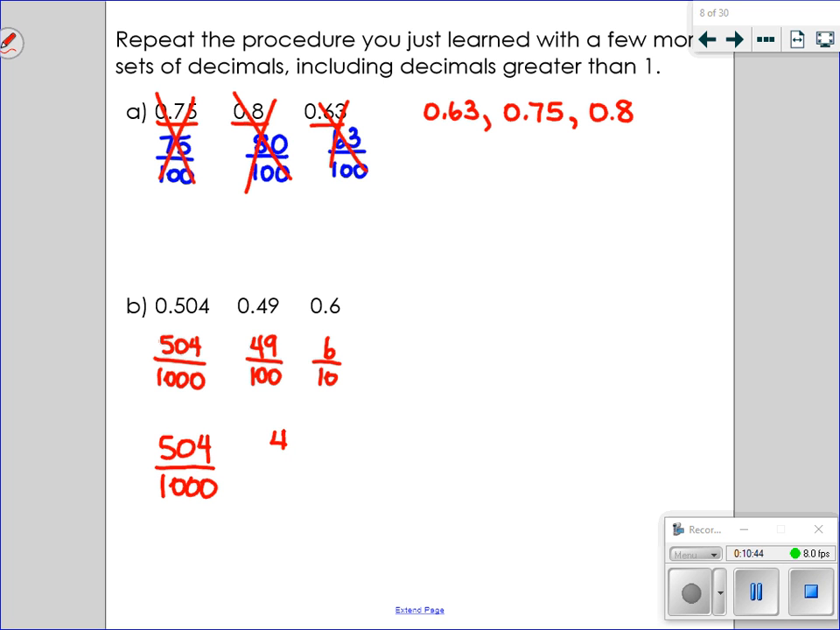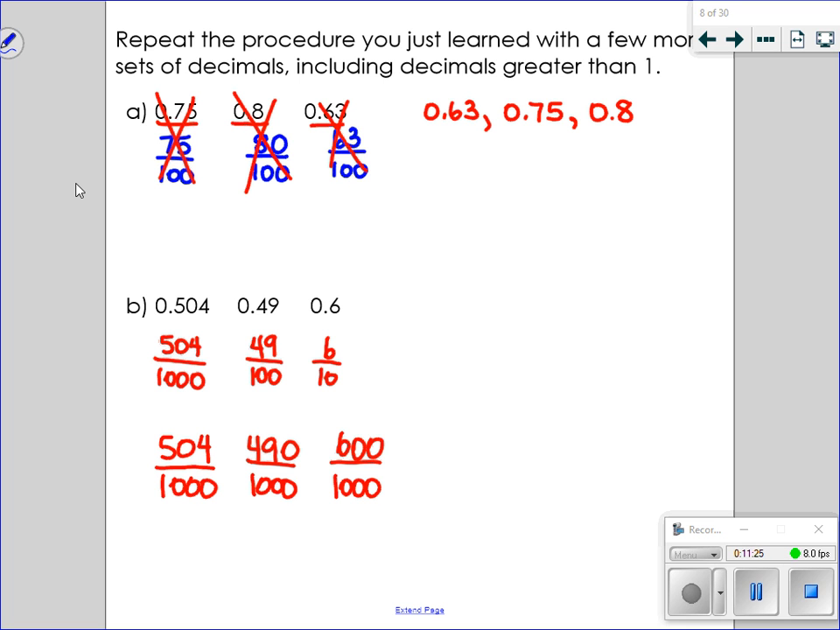This one, 49 hundredths. If I want to make it thousandths, what have I multiplied my denominator by? 10. So I multiply my numerator by 10, 490 thousandths. And 6 tenths, if I want to multiply the denominator to make thousandths, I've added 2 zeros, that's multiplying by 100. So I have to do the same to my numerator. 6 times 100 is 600. Now I can compare those. I have all thousandths. 504 thousandths, 490 thousandths, 600 thousandths.